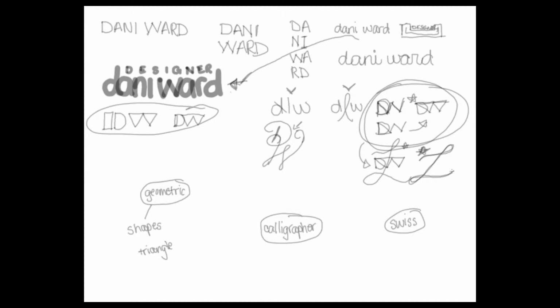I had written the word geometric for the middle of one of my mind maps, calligrapher in the middle of the other, and Swiss in the middle of the other. I chose these words because geometric is tied to that DW solution of the shapes. I chose calligrapher because of the couple of options where I'm using a more calligraphic script rather than just straight text. And then Swiss for this version here where designer is in the negative space between the D's of my first and last name.